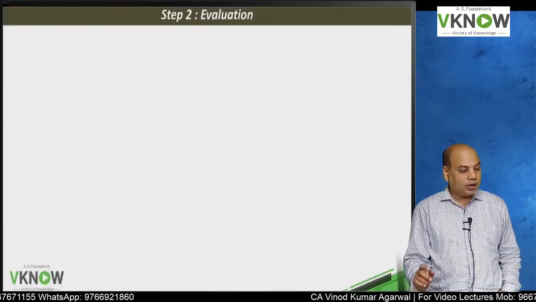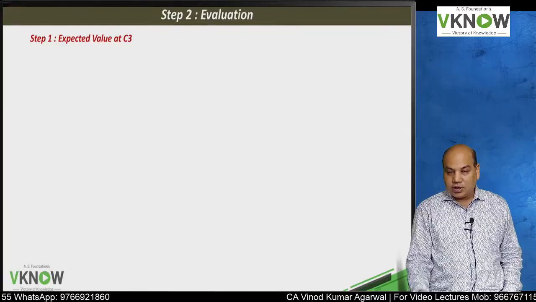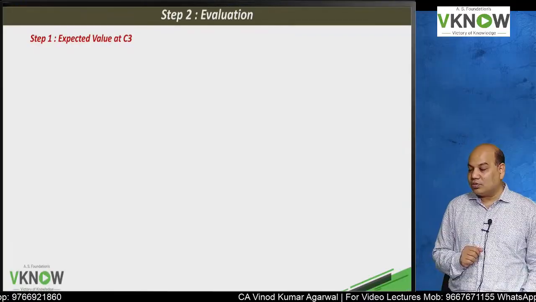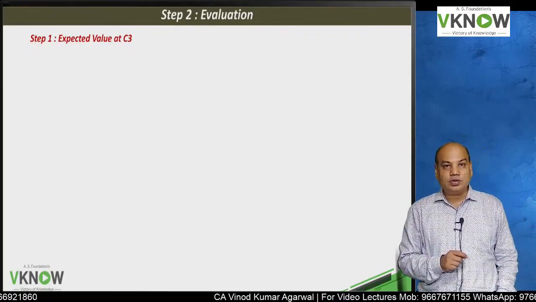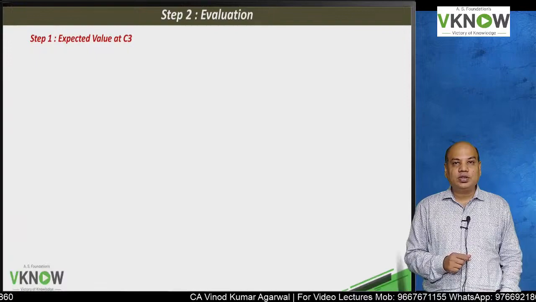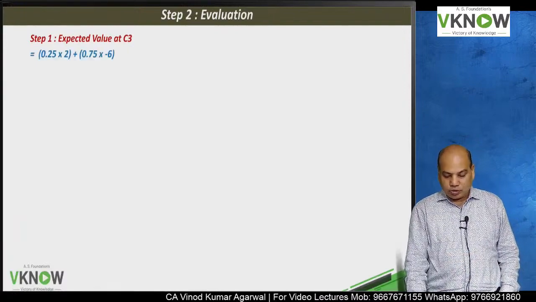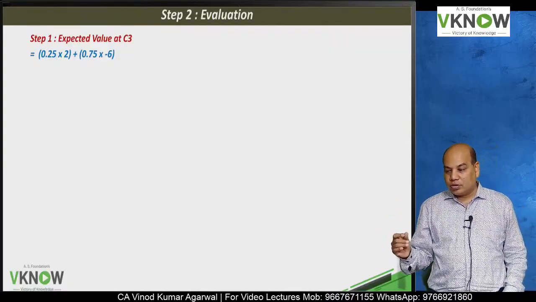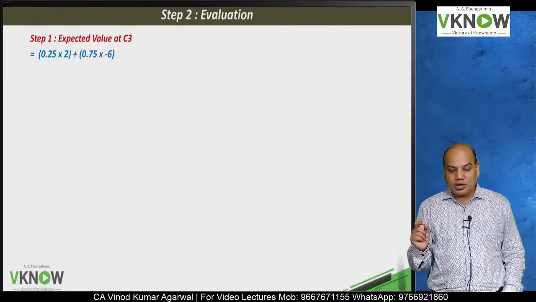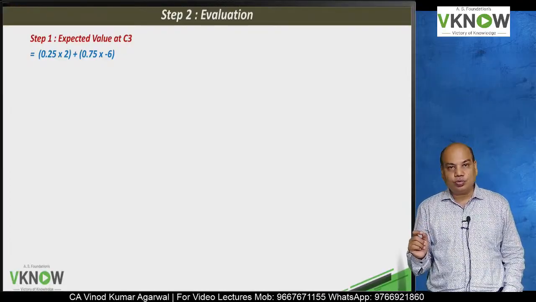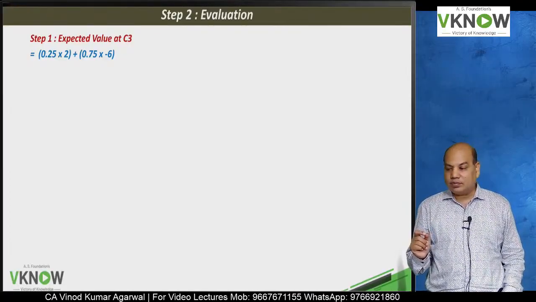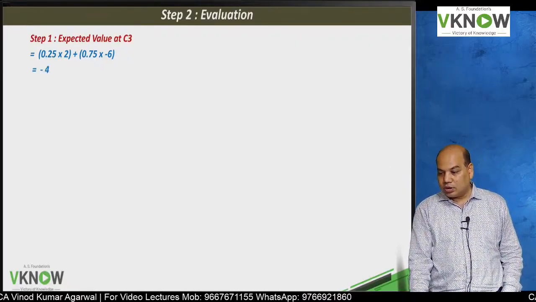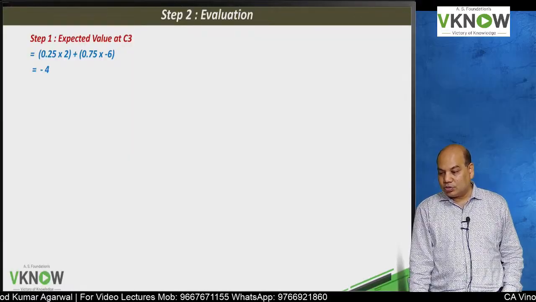Write down below. Step 2, evaluation. Presentation is also a skill and you have to do it very nicely. So students are requested to write properly. Step 1, expected value at C3. Always start from the rightmost circle or decision node. So you will find there the probabilities you have written: 0.25 into 2 plus 0.75 into minus 6. Can you please give me the answer? This is minus 4.